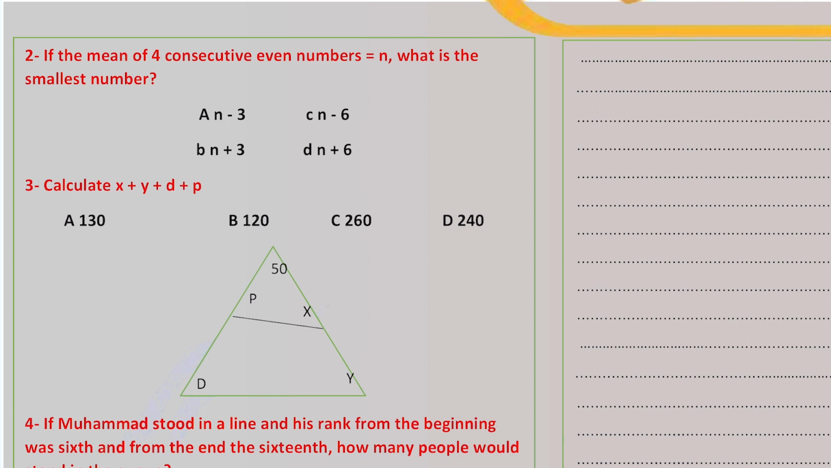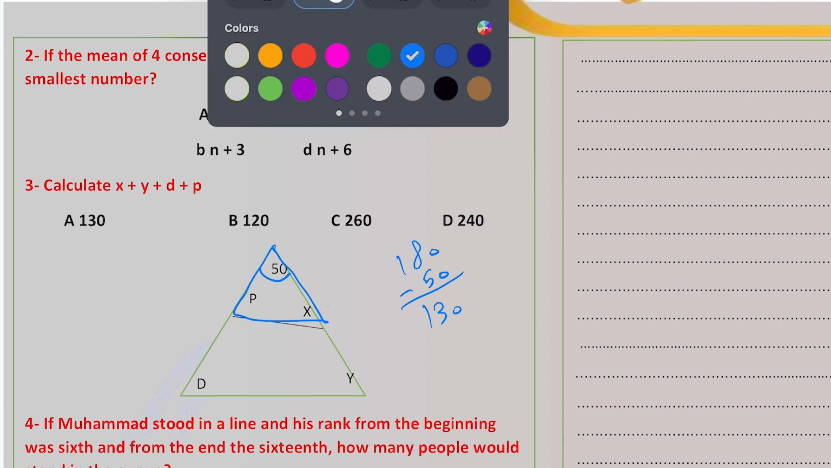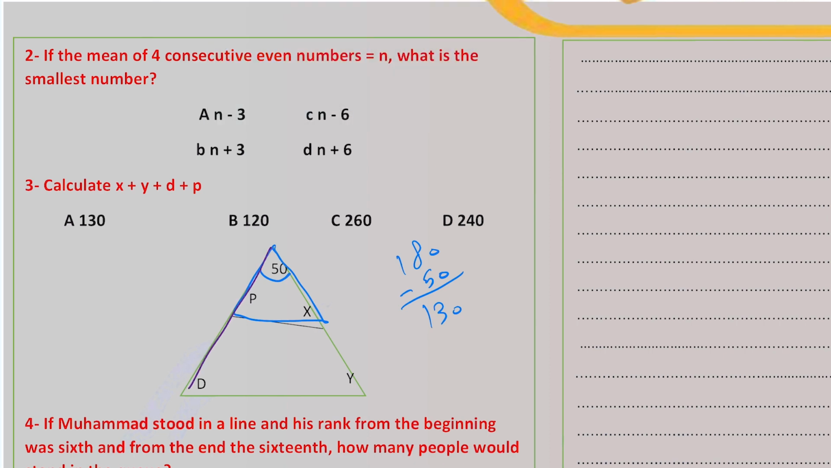Calculate the value of x plus y plus t plus b. Okay, this angle is 50. So I will take the small triangle. The sum of the interior angles is 180 minus 50, which will be 130 degrees. Now I will take the longest or the greatest triangle. The sum is always 180 minus 50. It will be 130. So the sum will be 260.